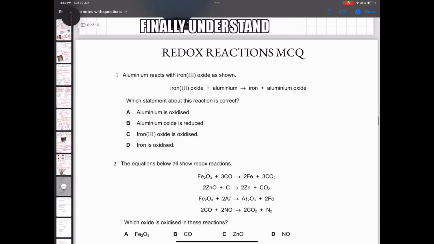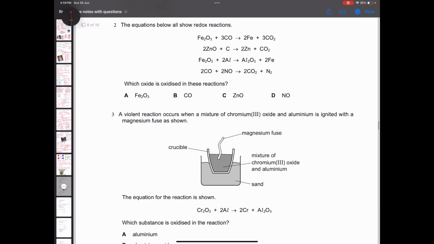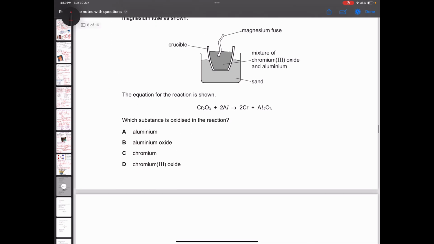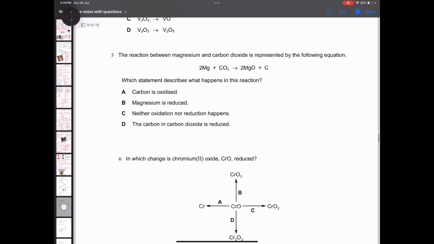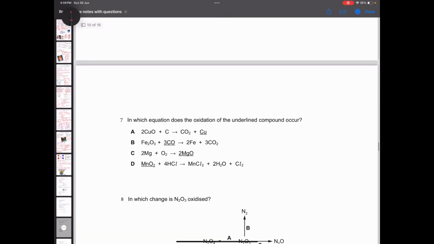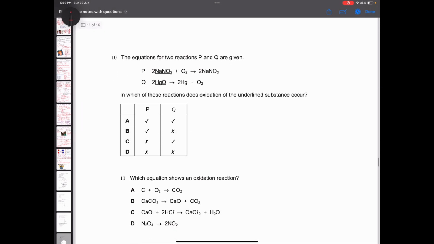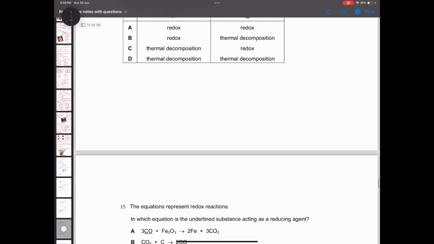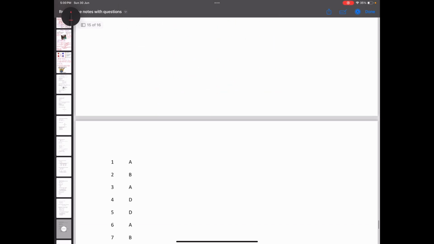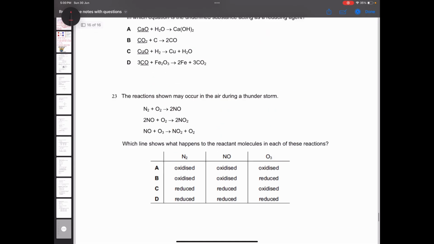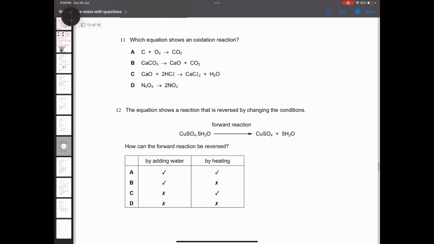Now, for your benefit, I have attached some MCQs from past paper questions here for redox. And these are exactly the type of questions which come for redox reactions in our syllabus. So all of you can give these questions a try. Around 23 questions are there, and mark schemes are also there. All right, we can try some questions.